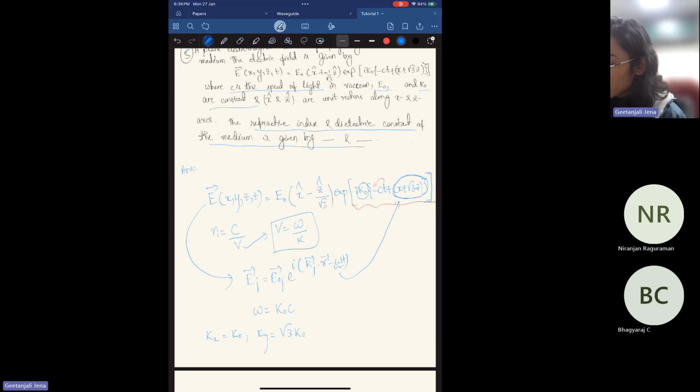So what will be K then? Magnitude of K, it will be square root Kx square plus Ky square. So this will come out as 2K0.